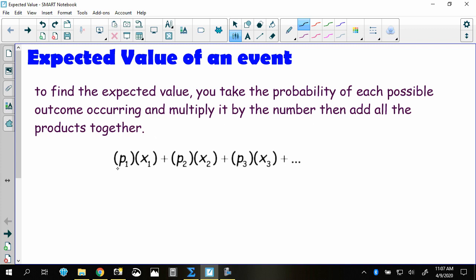So if you have the probability of this event and the value of this event, plus the second probability times the value of that event, plus the third probability times the value of that event, etc., that will give you the sum of all the values, which is the expected value.